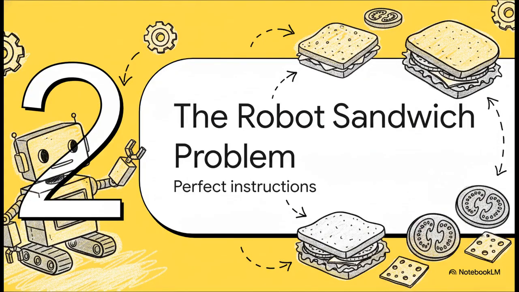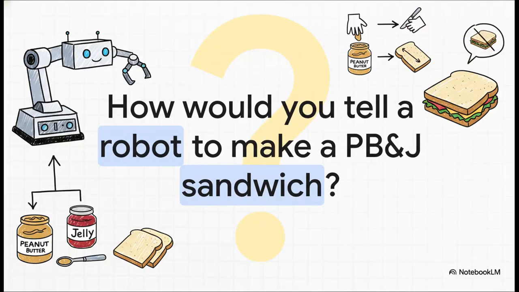To really get why this translation and being specific is so important, let's talk about one of my favorite thought experiments in all of programming: the robot sandwich problem. This little story perfectly explains why our instructions have to be crystal clear. Seriously, take a second and think about it. If you had a robot standing right there in your kitchen, what would you say? You probably wouldn't just say, "Make me a sandwich," would you? Or maybe you would. Let's explore why that could go very, very wrong.